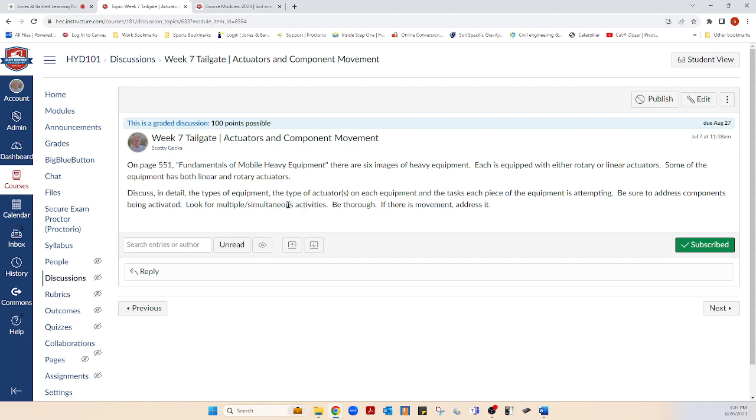You had simultaneous activities on that boring machine, which was on an excavator cab, and it had both linear and rotary flow going on, or activating. The auger was rotary, the plumb cylinder was linear, and of course on swinging the cab you had rotary. So be thorough. Don't spend an hour on this. Just, you know, what comes to your mind, write it down. Look at the picture, write it down. That picture's on page 551.